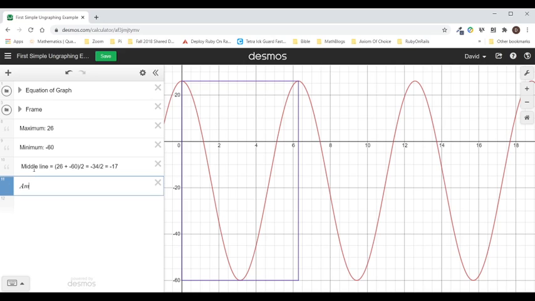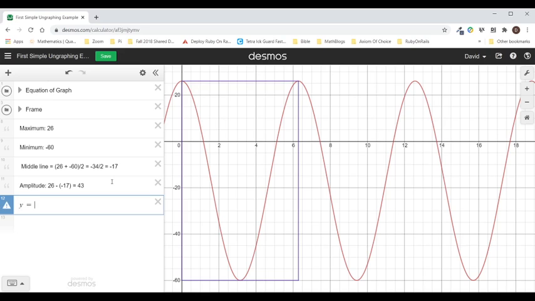We also need the amplitude. Oops, I need to have a note for an amplitude. Here we go, amplitude. Now what is the amplitude? The amplitude is just the distance between the middle and the top. Well, the top was at 26. The middle is at minus 17, so it should be the top minus the middle, and we get something like 43.